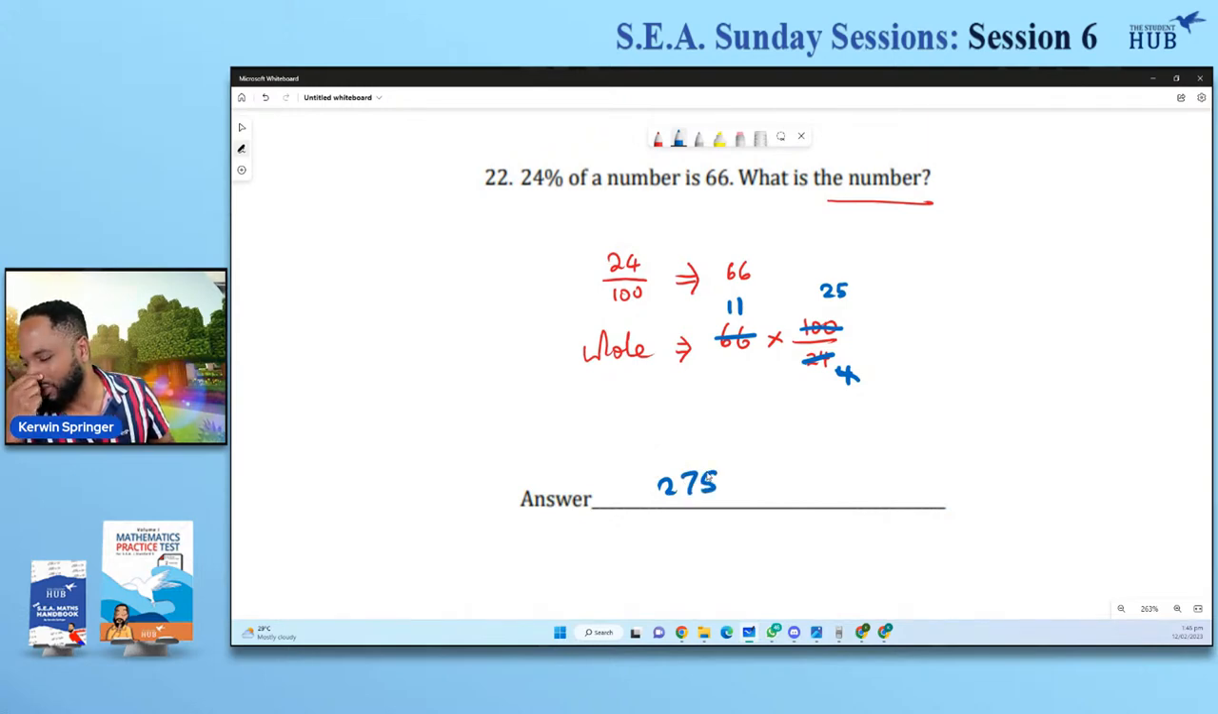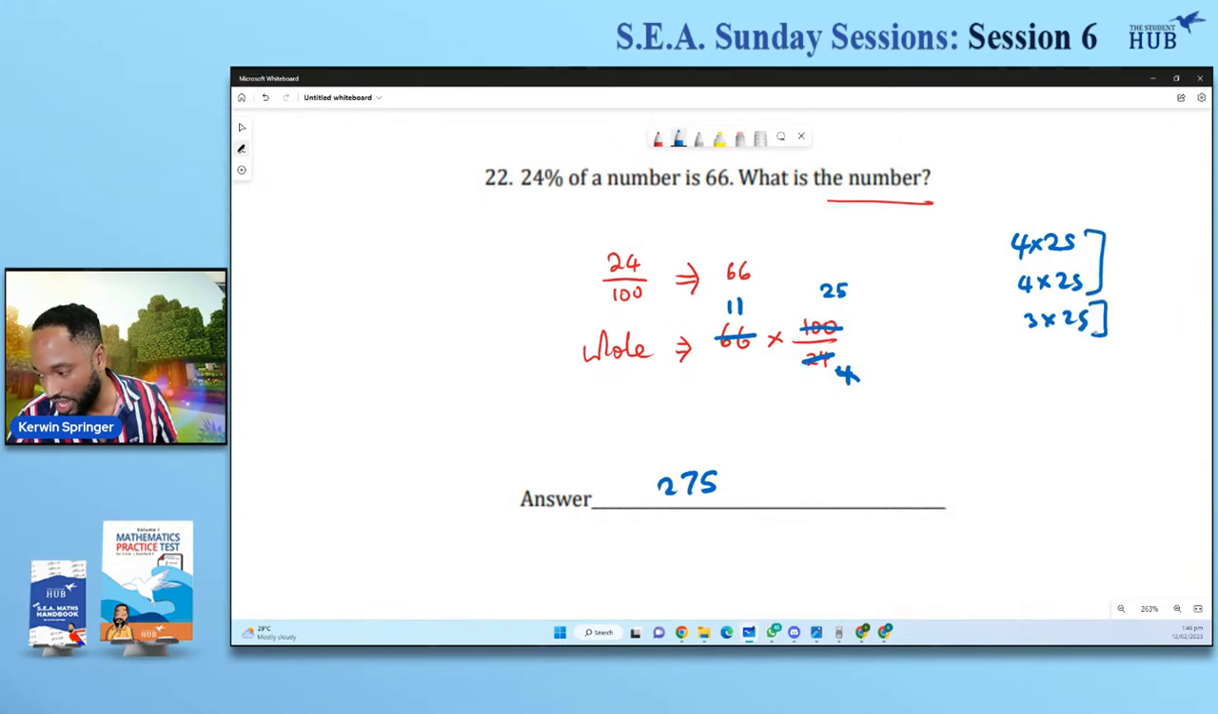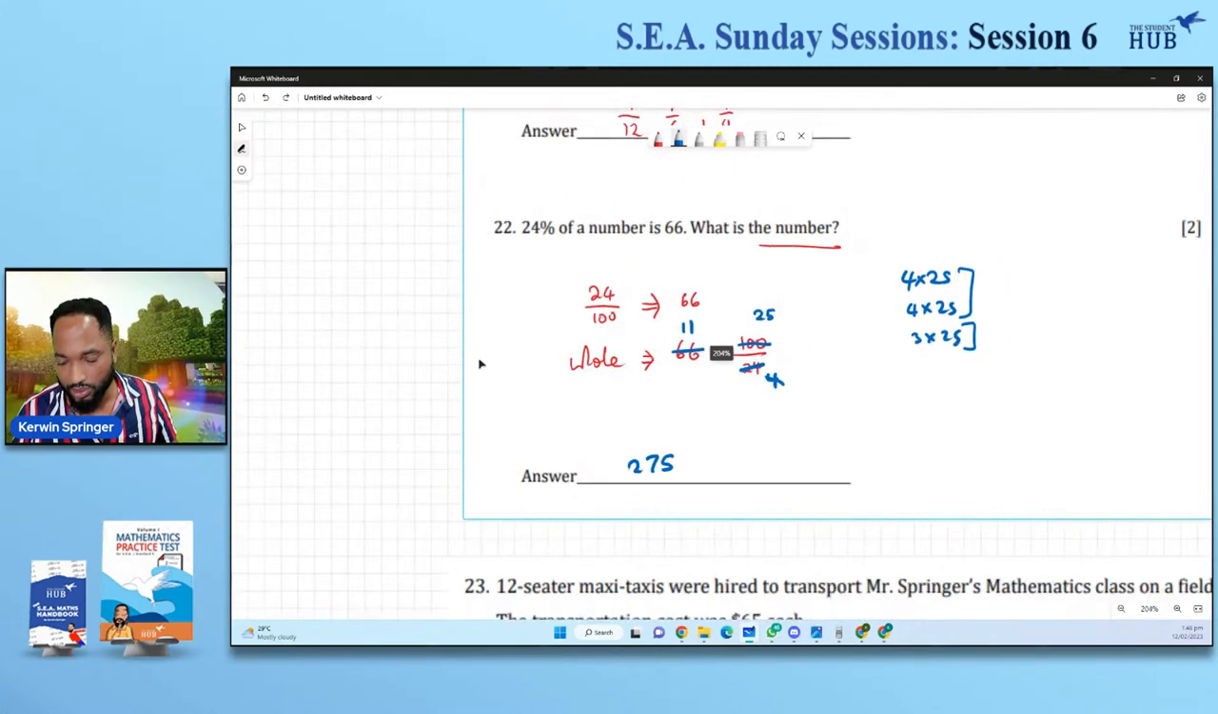Or what was the method for multiplying by 25? Multiply by 100 and divide by 4. But this is an overkill for that because we know 4 25s make 100. I'm trying to do it in my mind, right? 4 25s make 100, and we have 11 25s here. So this is like 4 by 25, then another 4 by 25, then a 3 by 25 to make up the 11. So this is 275.